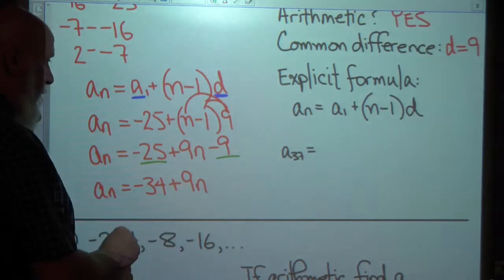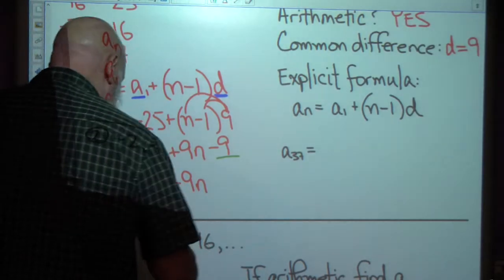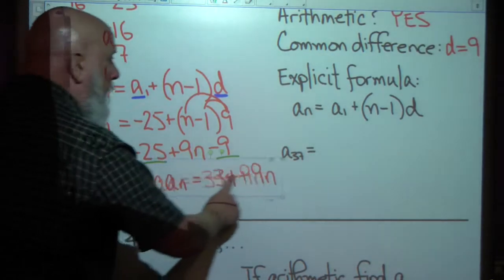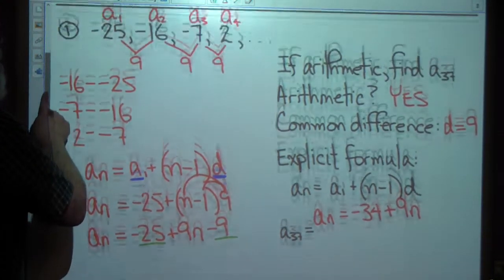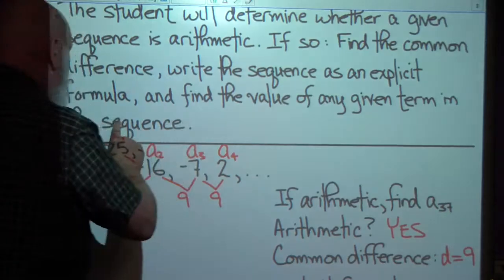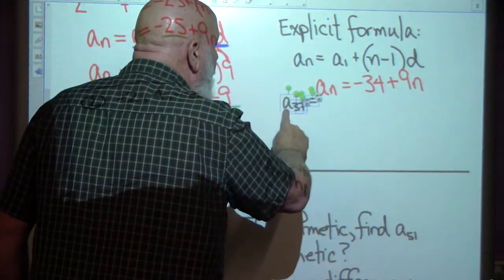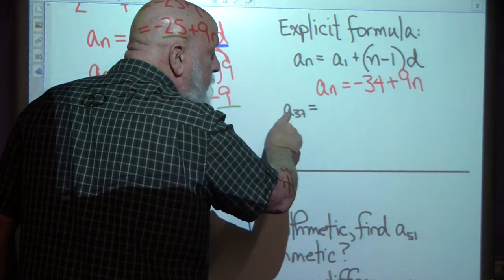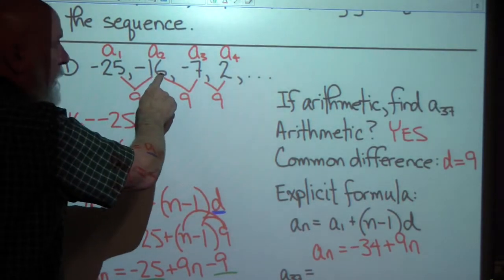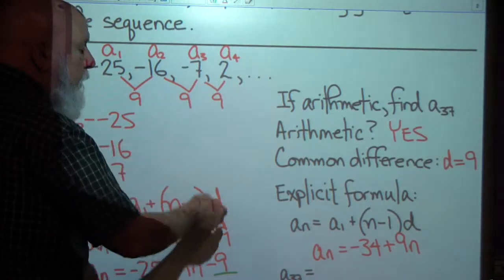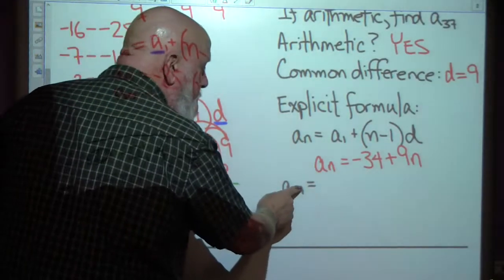Constant and variable term. So here's my explicit formula that we were looking for. I'll just copy this, or I'll just move it over there. Here's my explicit formula. And then the last thing we're going to try to do is find the value of any given term in the sequence. Well, I'm asked to find the value of the 37th term. That's what this means. A sub 1 is the first term. A sub 2 is the second term. A sub 3, the third term, so forth and so on. If this pattern continues, what will the 37th term be?